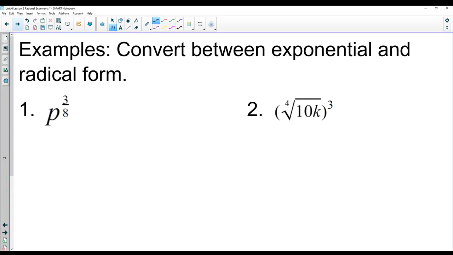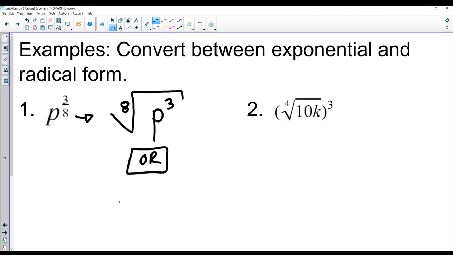Okay, so first thing we're going to do is just convert between rational exponents and radical form. So p to the 3/8 can be written one of two ways if we switch to radical form. We can write it as the 8th root of p to the 3rd, or this also can be written as the 8th root of p all to the 3rd power. Either one of these is an acceptable answer.